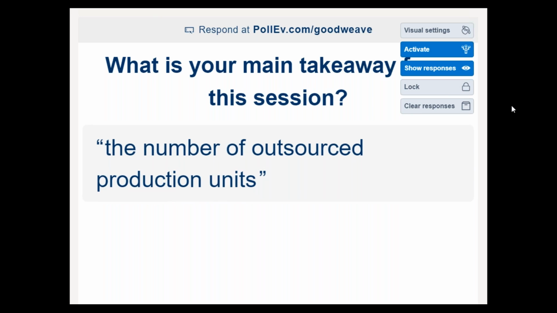Number of outsourced production units. Yeah, this is something that usually surprises the brands we work with, sometimes even the suppliers, the exporters, the tier 1 suppliers, that have no idea how vast and complex the networks of outsourced production units can be in their supply chains.